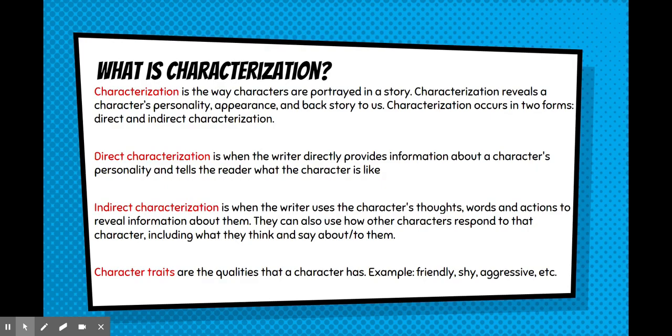Indirect characterization, on the other hand, is when the writer uses the character's thoughts, words, and actions to reveal information about them. They can also use how other characters respond to that character, including what they think and say about or to them. So this is all of the other pieces of information that you get about a character besides what the writer directly tells you. Another important vocab word is character traits. So these are the qualities that a character has. For example, a character could be friendly, shy, aggressive, loyal, courageous, etc.